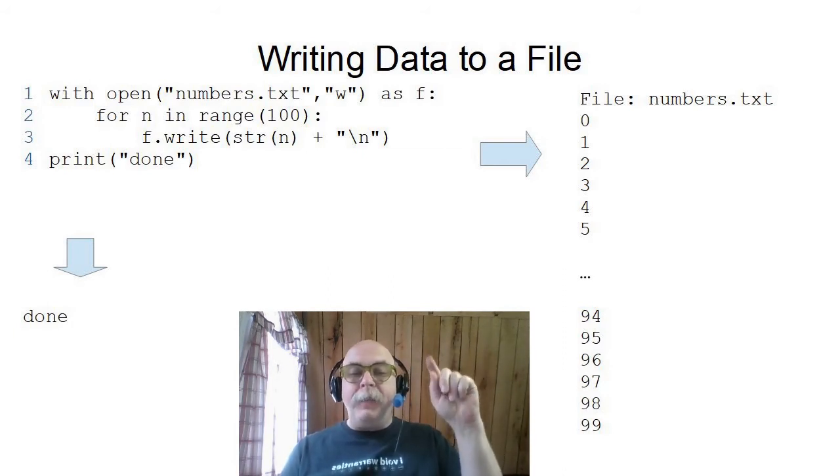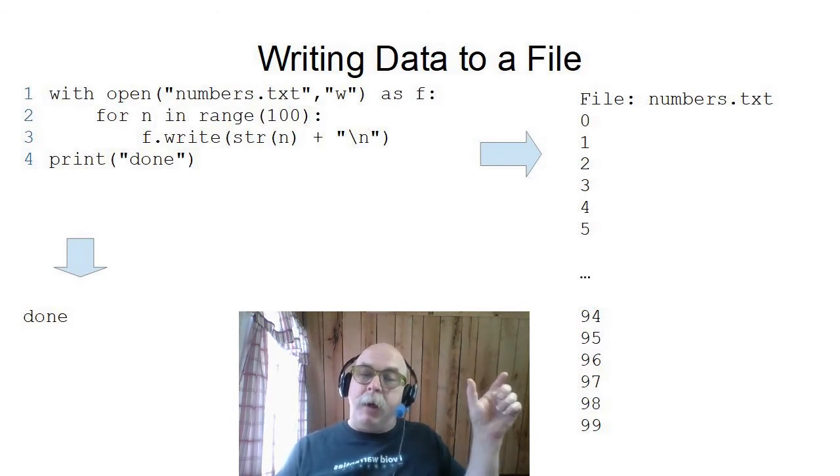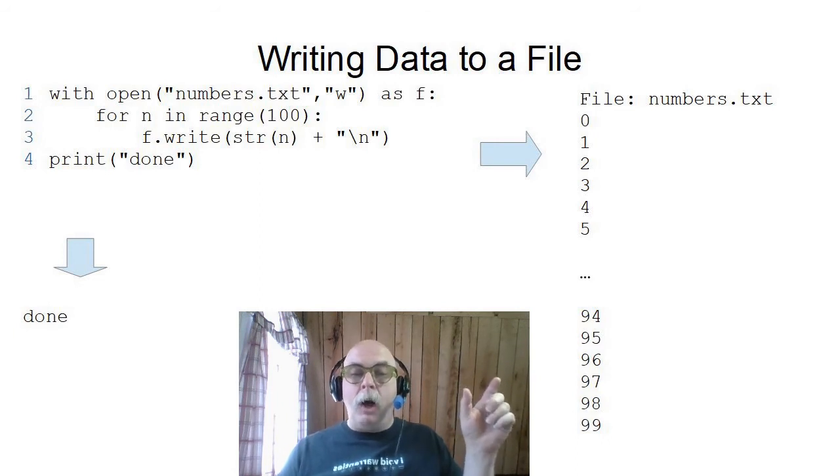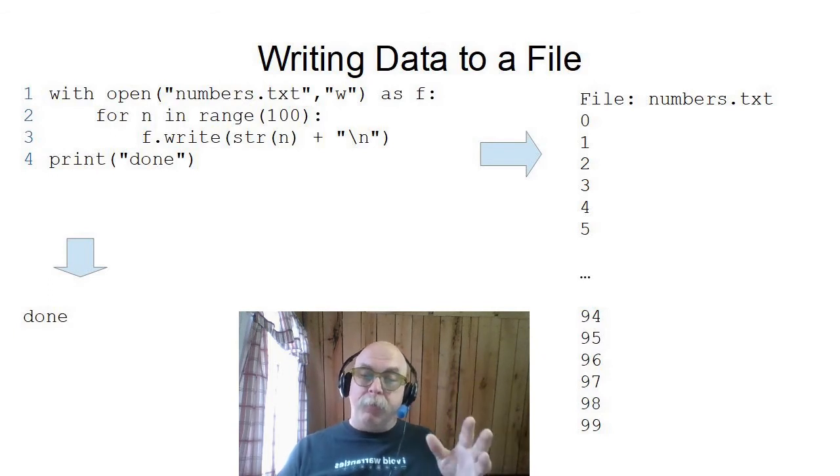If I would have left that \n off, it would have put 0, 1, 2, 3, 4, 5 and just jammed them all together on one long continuous line. But that \n, known as the end of line character or EOL, tells the operating system to move on down to the next line, and we're continuing to put data into this stream.